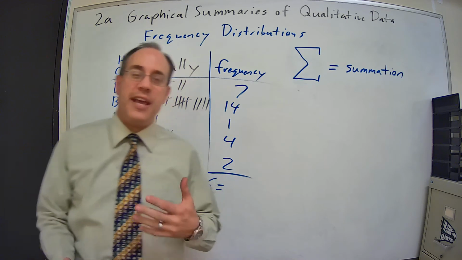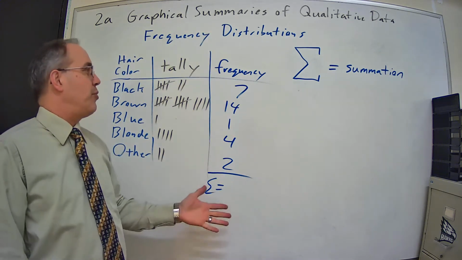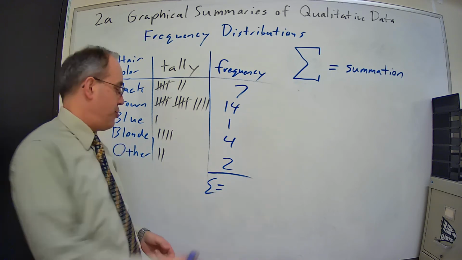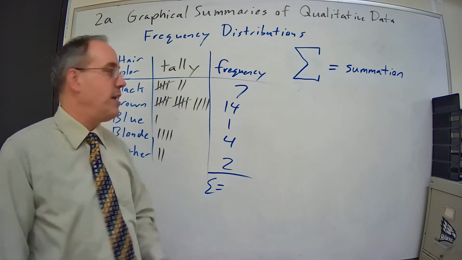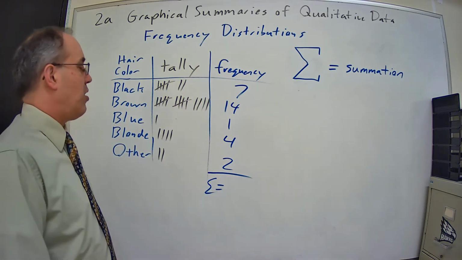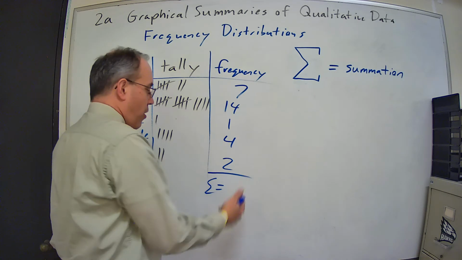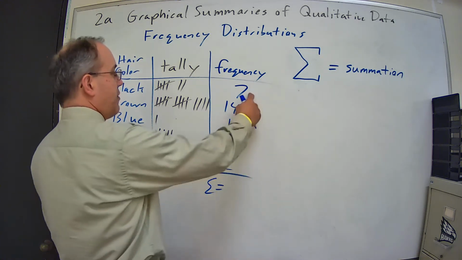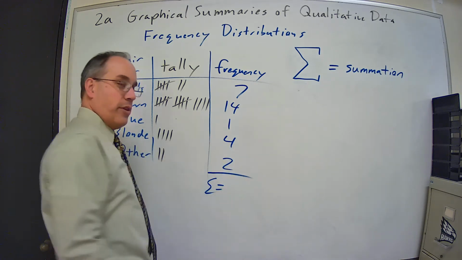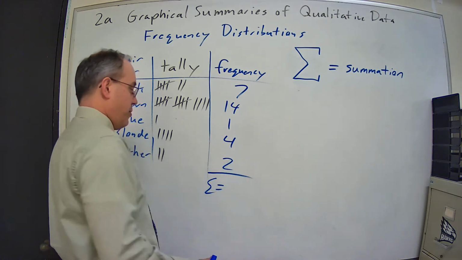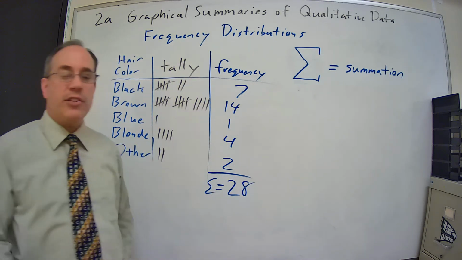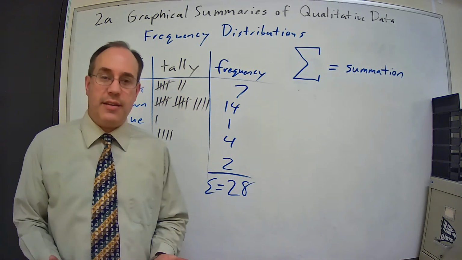And when we're dealing with tables and such, we're going to be dealing with summing up columns all the time. So you're going to see this summation symbol a lot. We're going to do a lot of summing. So we've got this frequency column here. And if we add up all the values in this frequency, 7 plus 14 is 21, plus 1 is 22, plus 4 is 26, plus 2 is 28. So we have a total of 28.